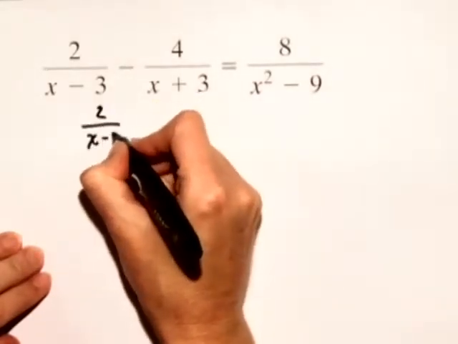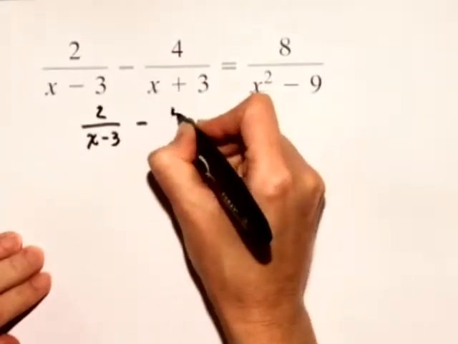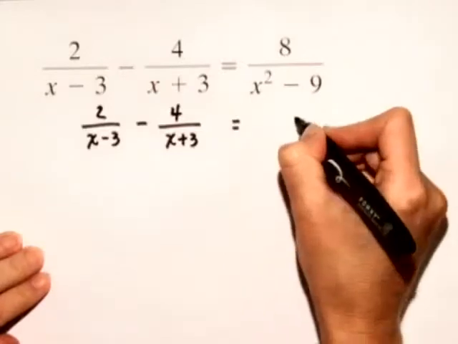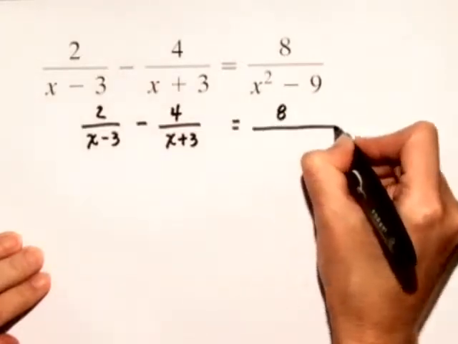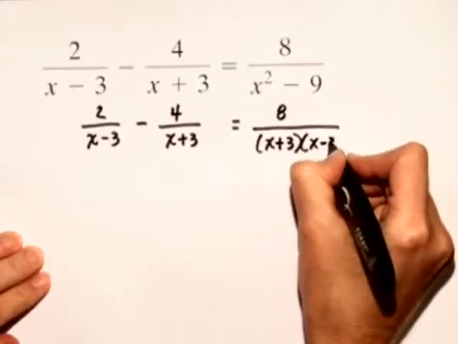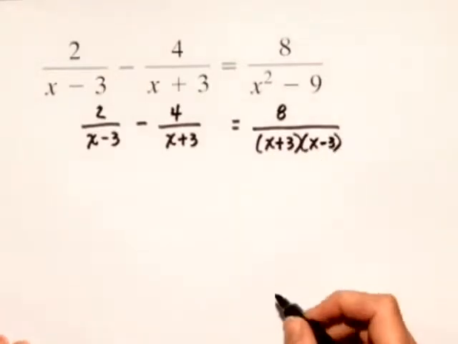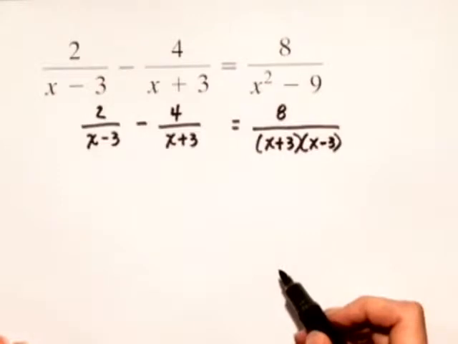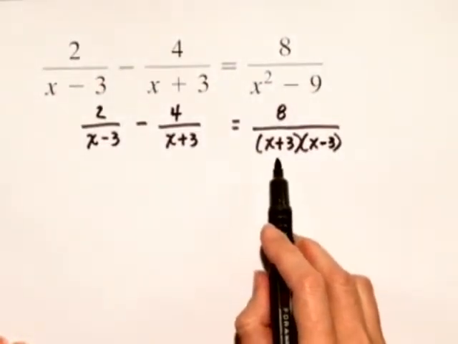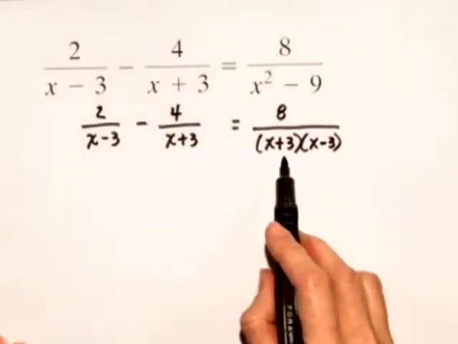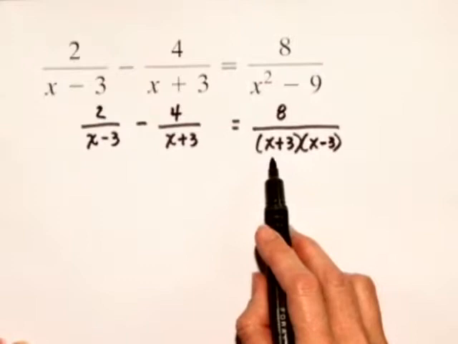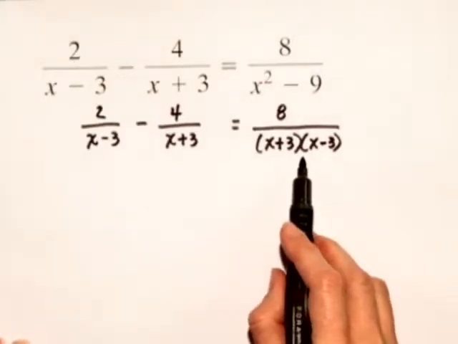2 over x minus 3 minus 4 over x plus 3 is equal to 8 over the quantity x plus 3 times x minus 3. Now, we want to clear these fractions. In order to do that, we can multiply both sides of this equation through by the least common multiple of the denominators, and in this case, it would be x plus 3 times x minus 3.